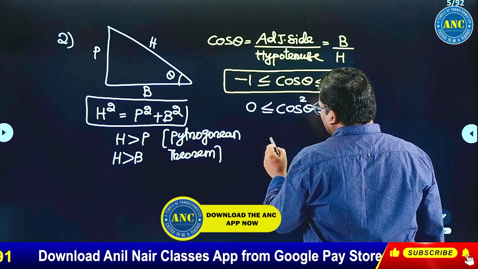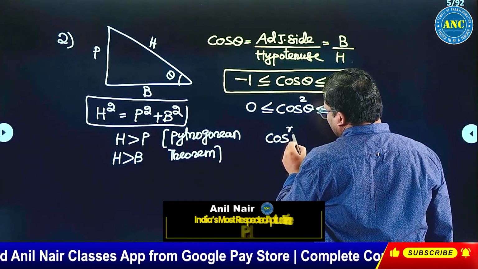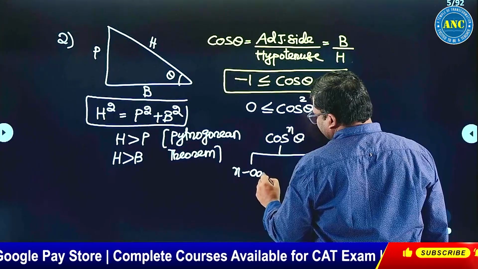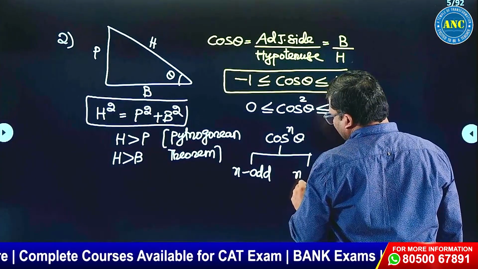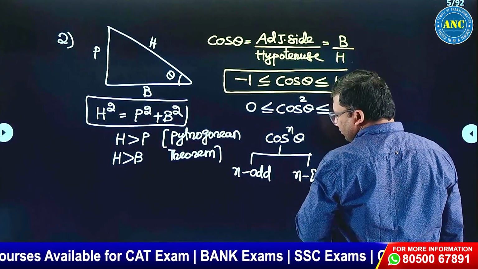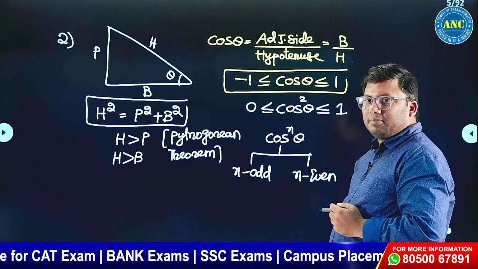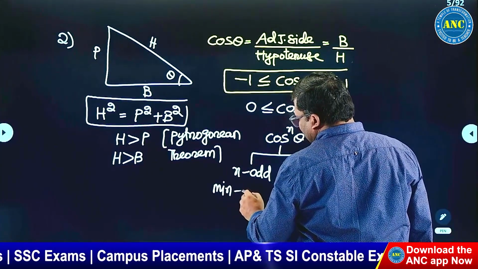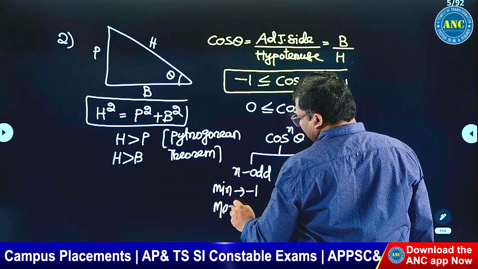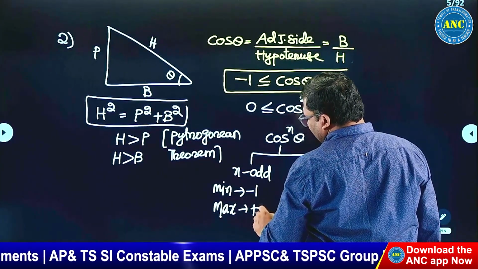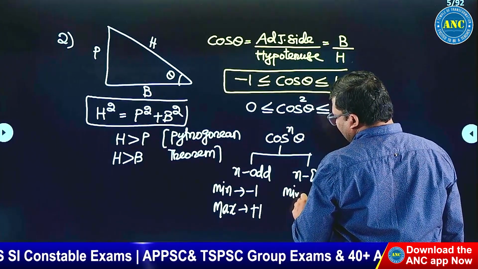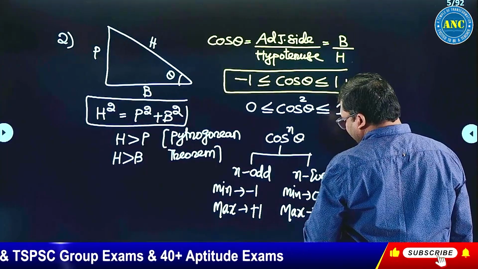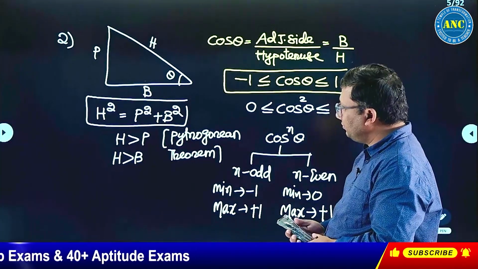Similarly, I will write down the same concept, cos power n theta. N can be odd or n can be even. For odd, minimum value it is minus 1, maximum value it is plus 1. Because it is even, minimum it will be 0, maximum it will be plus 1.